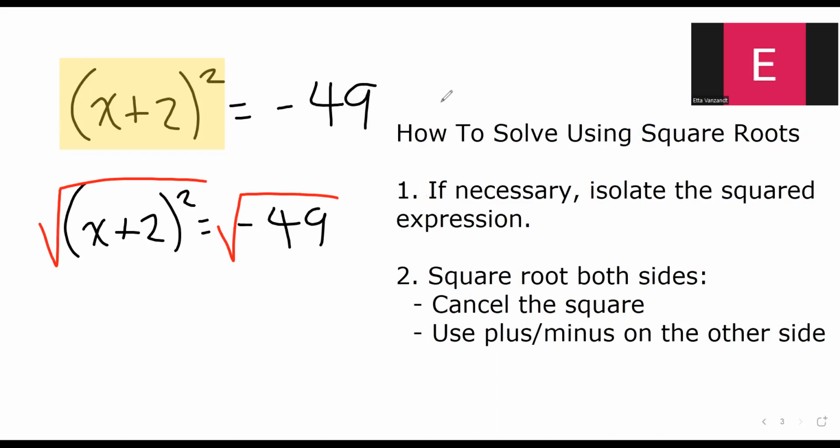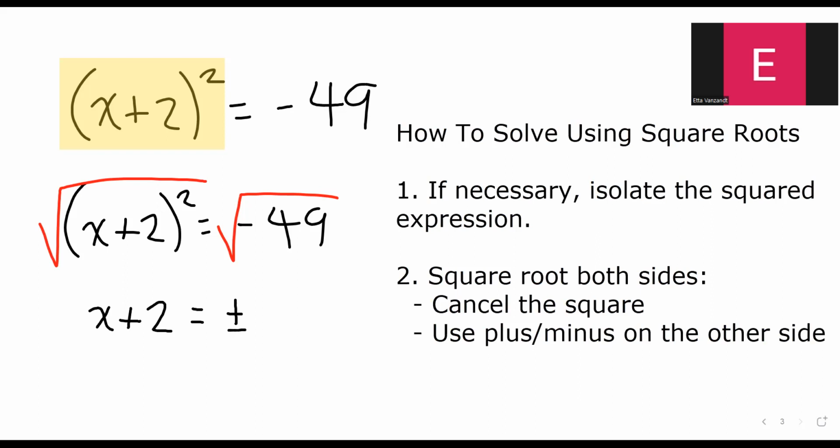Now, two things happen. On the left, the square and the square root cancel. That just leaves the x plus 2. Which is good because my goal is to get the x by itself. And I just got rid of one thing that was preventing that goal. I got rid of the square. Now, on the right side, you use a plus minus.